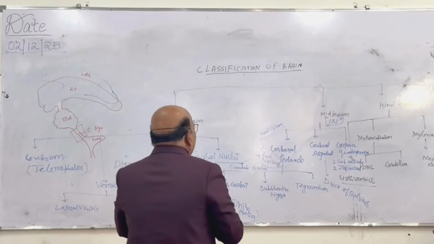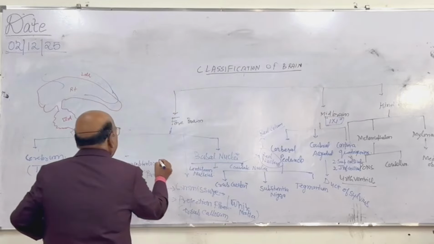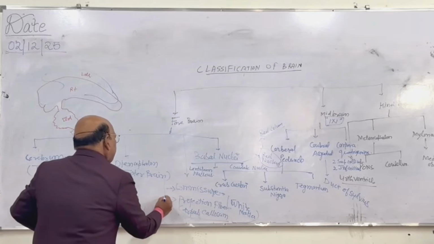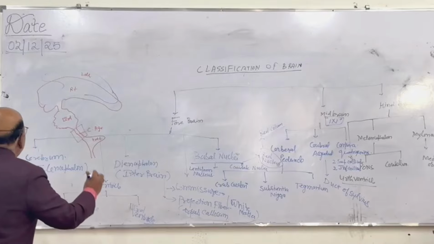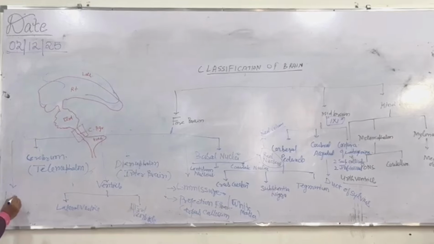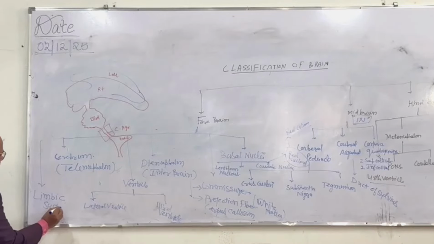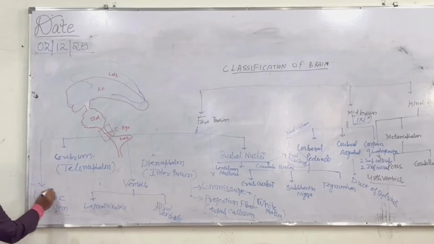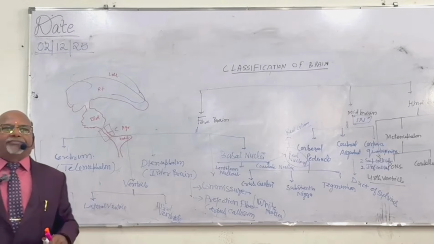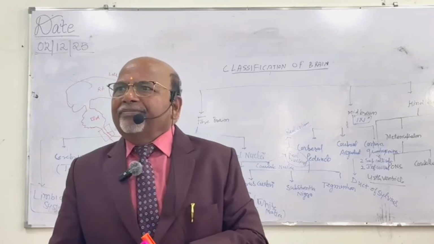Now after basal nuclei we will also study the next component. This is the limbic system. Limbic system. This is also a part of the forebrain.